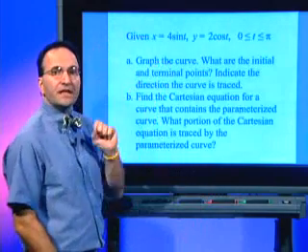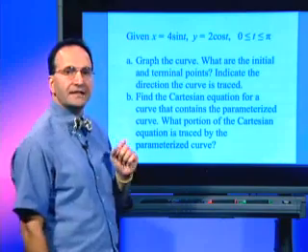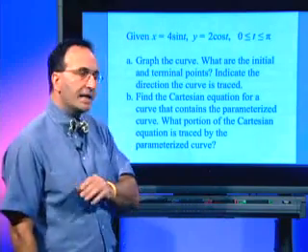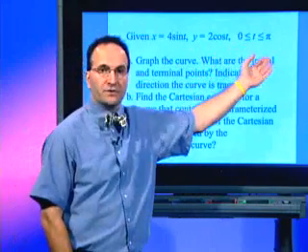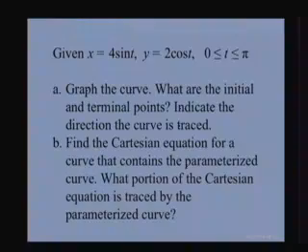Given that x is equal to 4 sine t and y is equal to 2 cosine t on the interval from 0 to pi, graph the curve. What are the initial and terminal points? Indicate the direction that the curve is traced. Then find the Cartesian equation for a curve that contains the parametrized curve, and what portion of the Cartesian equation is traced.